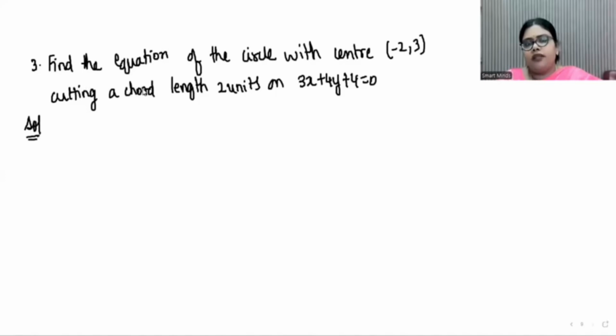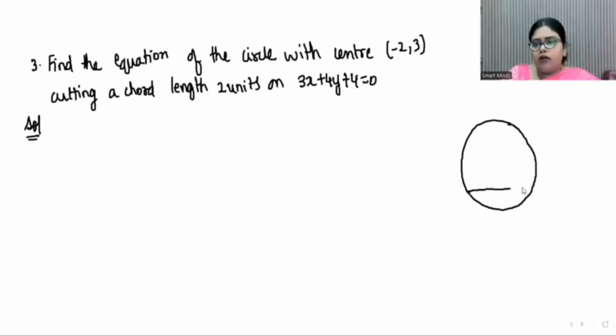Take the next question. Find the equation of the circle with center minus 2, 3, cutting a chord length 2 units on 3x plus 4y plus 4 equals to 0. So we take a circle. There is a chord whose equation is also given, whose length is also given. So equation is 3x plus 4y plus 4 is 0 and its length is 2 units. We have a center. Center is given to us. We need to find perpendicular distance, radius and then equation of circle. So this center is given as minus 2, 3.